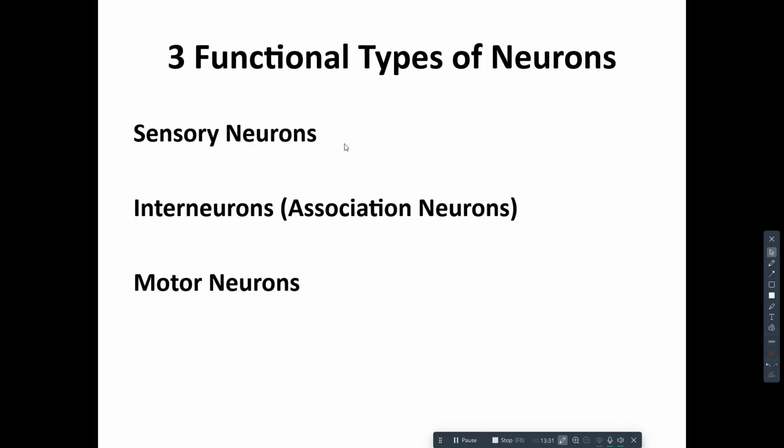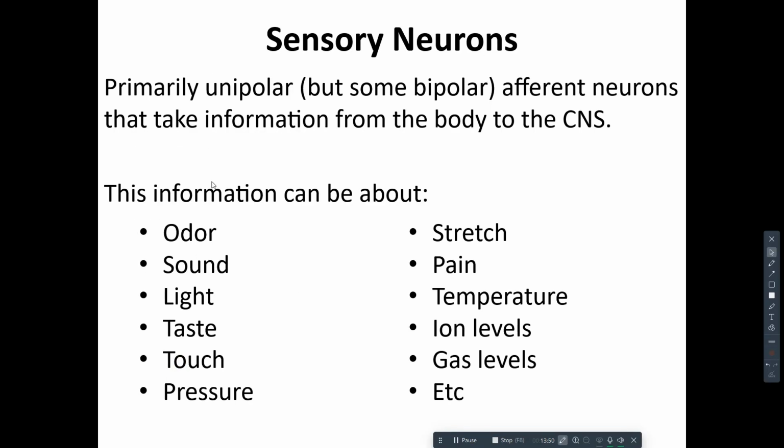Okay, those were my structural types of neurons. I've also got three functional types of neurons. We've kind of seen all three already. I've got sensory neurons, interneurons, which are also called association neurons, and I've also got motor neurons too. Sensory neurons are mostly unipolar. Some are bipolar, like the ones in the retina and in the superior olfactory epithelium of the nose.